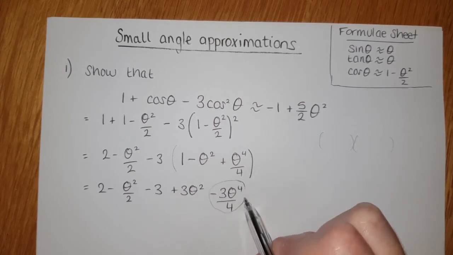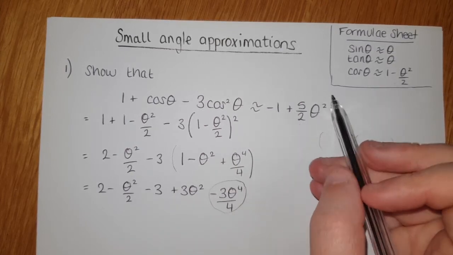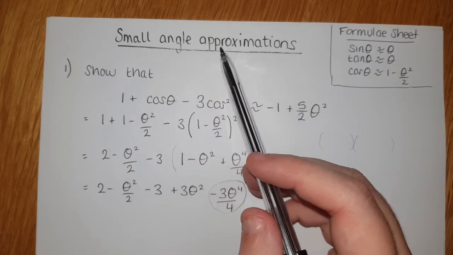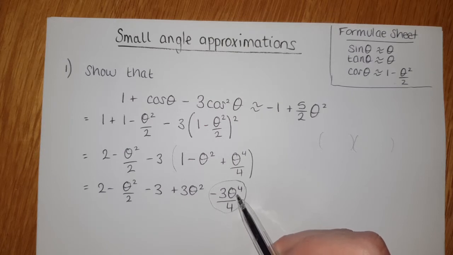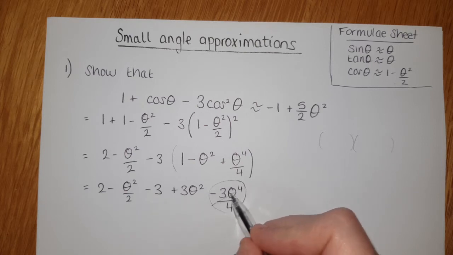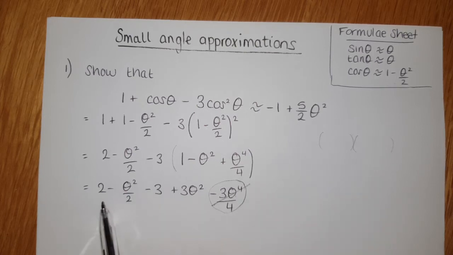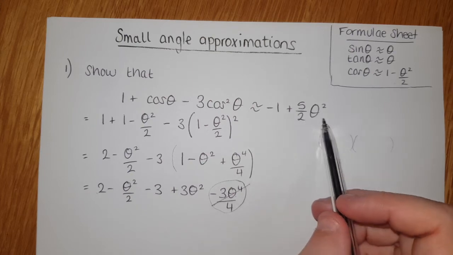Don't worry that this is in here and you've not got one in here. Remember, this is looking at small angle approximations. So the bigger this power gets, if you imagine that you've got a very small angle, and you raise that to a very high power, you're only going to get a very negligible number basically. So this part we're just basically going to ignore. We just want to prove that the rest of it can be written like this.